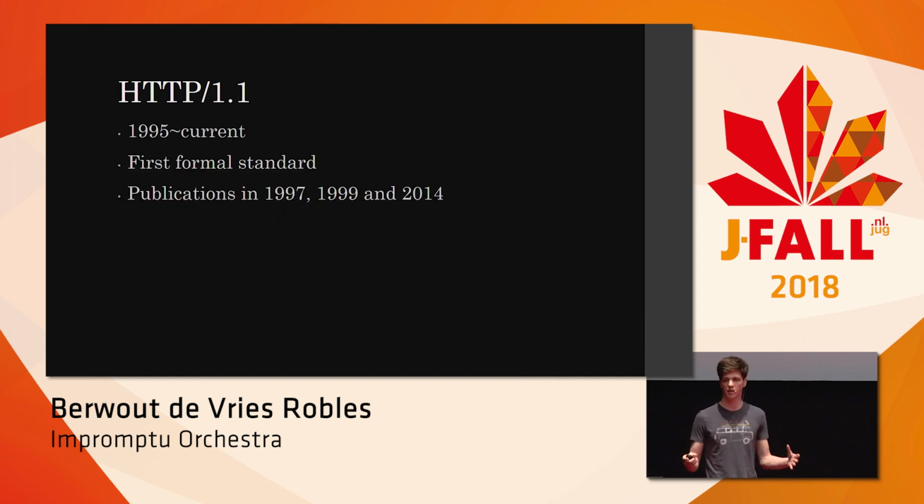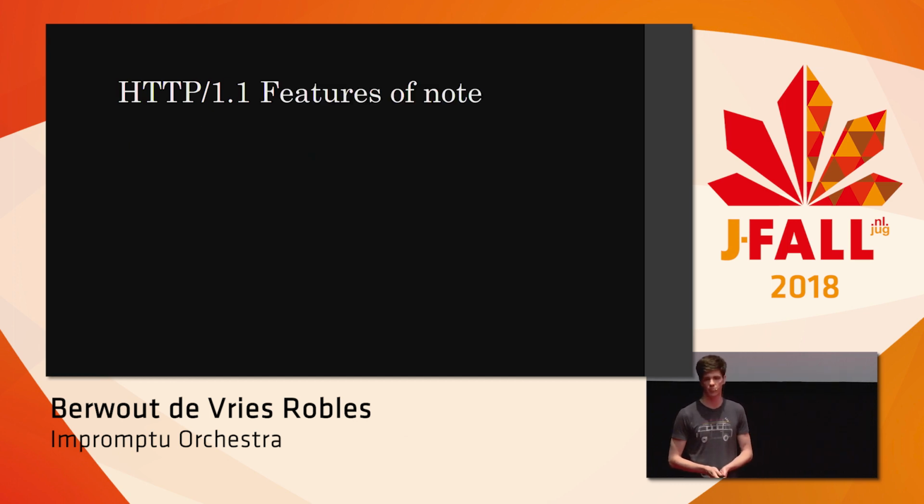HTTP 1.1 came along. They started working on it about 1995. It was published in 1997, sorry, and it was the first formal standard. So they actually said, this is what we define as HTTP 1.1, and you should follow this for the first time, which was a lot better because now browsers responded in sort of the same way to your web application.